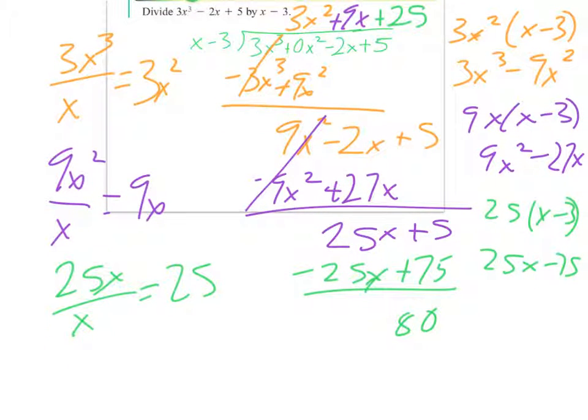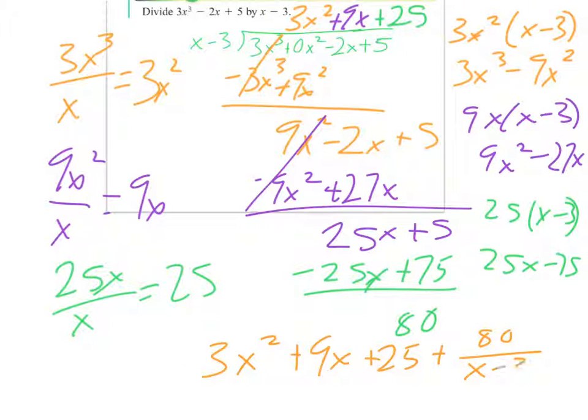So the way that we want to write that is we say we have our quotient, 3x squared plus 9x plus 25. We don't just say a remainder of 80, we actually say plus 80 over the divisor, which was x minus 3. And so that's how we actually write that out for that one.